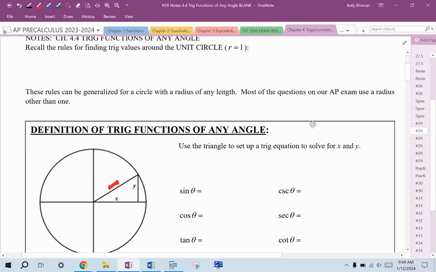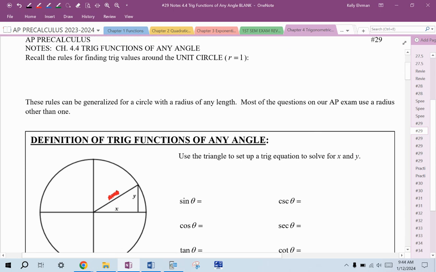All right, so now we're doing chapter 4.4. And yesterday we were just talking about the unit circle. So remember when we were in the unit circle and the radius was 1, we said that the sine of theta is equal to the y coordinate at any angle around the unit circle. And cosine of theta was equal to the x coordinate. And tangent of theta was equal to y over x.